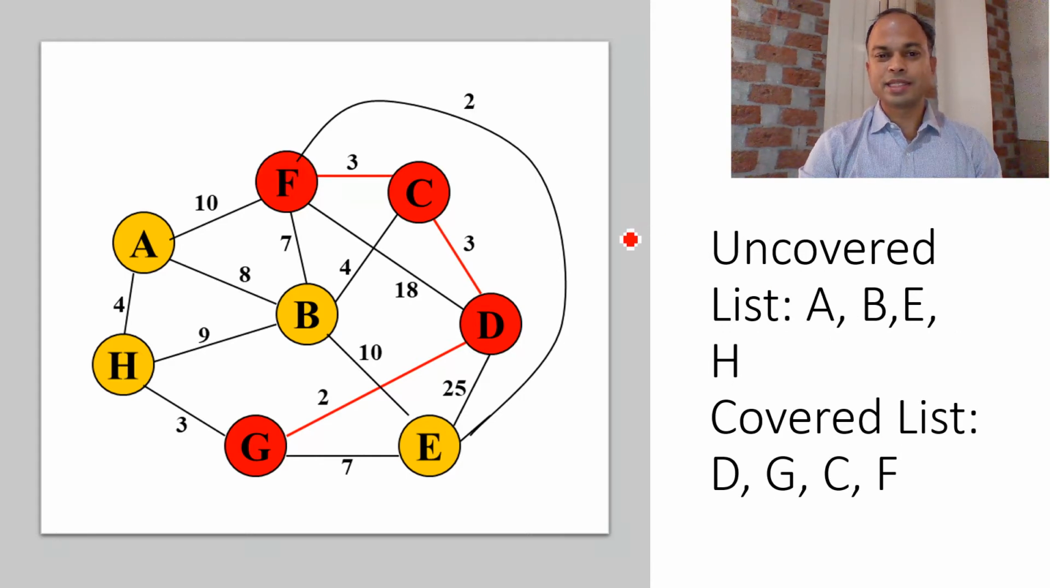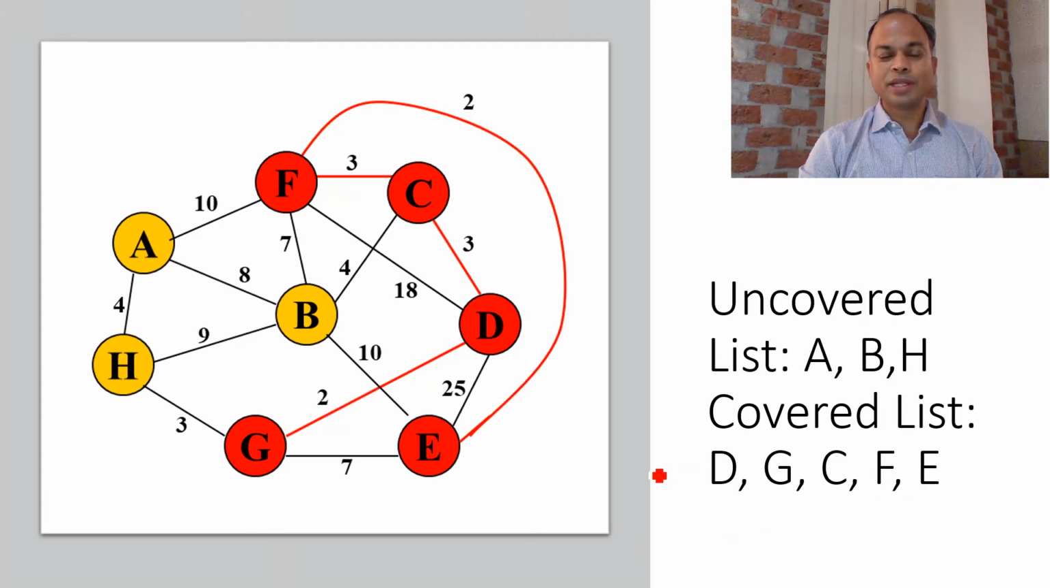If we talk about the next step, then we have to take one vertex from the uncovered list and one vertex from the covered list so that cost should be minimum and no cycle should be formed. We have taken vertex F because C to F distance is 3 and all remaining distances are equal or more. Therefore, we have taken C to F. We may also select G to H, since both are the same value, but we are taking F. If we are taking F, then we have included F into the covered list and we have removed F from the uncovered list.